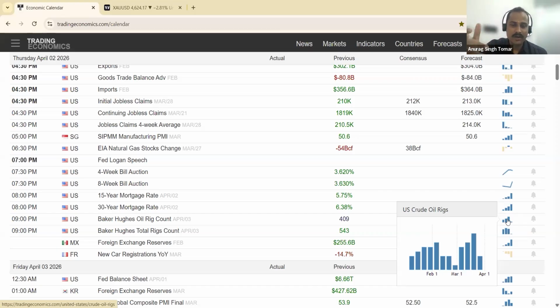So consider oil as a commodity which is being manufactured by a machine called the rig, right? If a lot of machines are working, we have a lot of inventories which we can sell. If those machines are not working, that means we have limited supply, which will push the prices up. So this is the thing which we need to keep in mind.